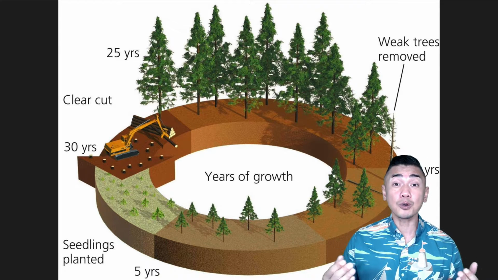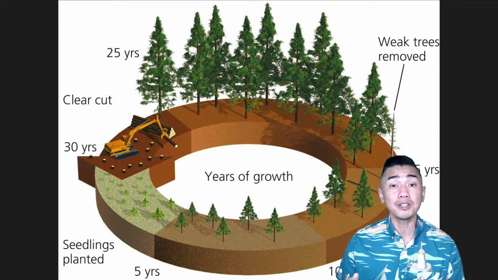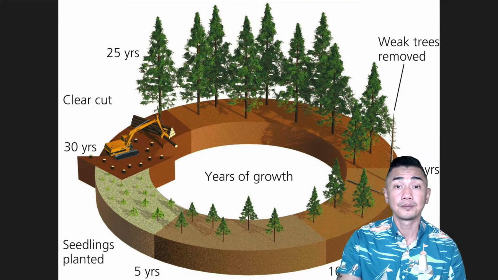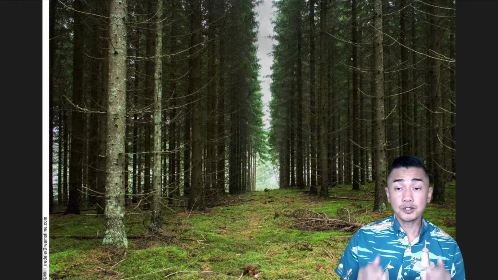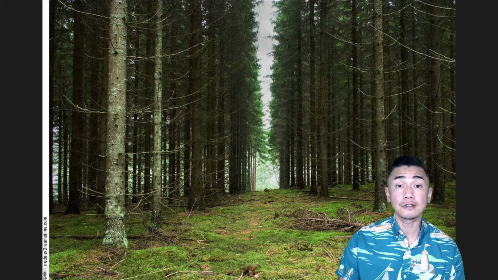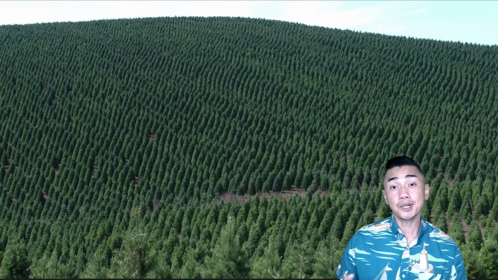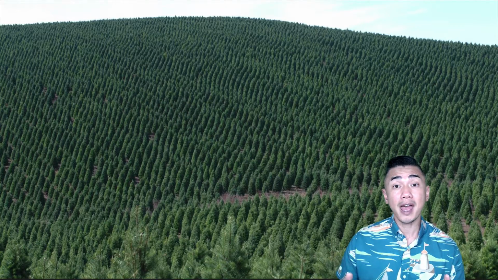This diagram shows how tree plantations work. Trees are planted and harvested in a cycle that repeats itself in 25 to 30 years here. This is a photograph of a tree plantation. Just from the photograph, you can see that biodiversity is much lower on a tree plantation than it is in an old growth or primary forest. Pictured here is a Christmas tree plantation. Christmas trees are an average of 7 years old when they're cut and sold.